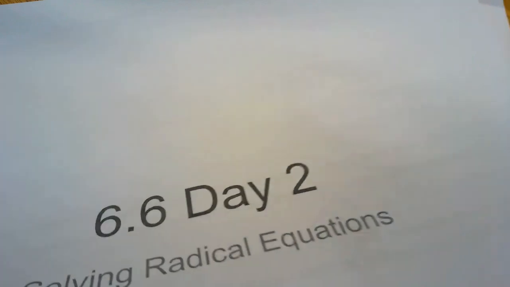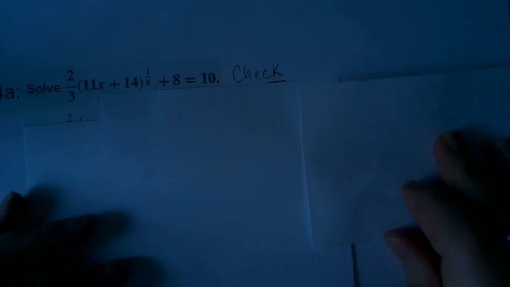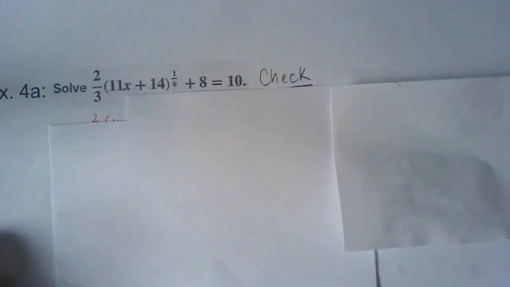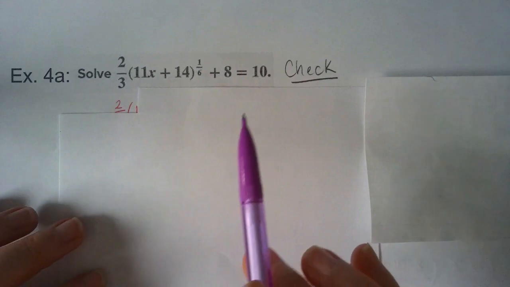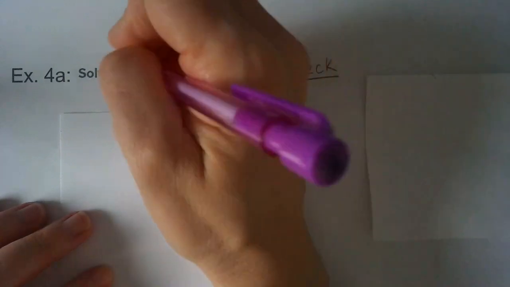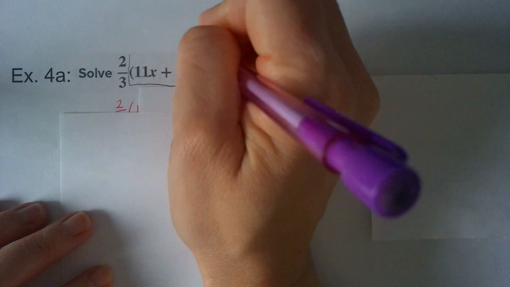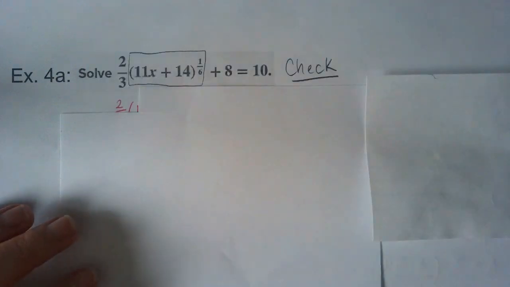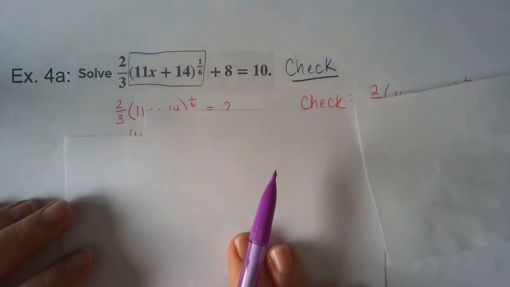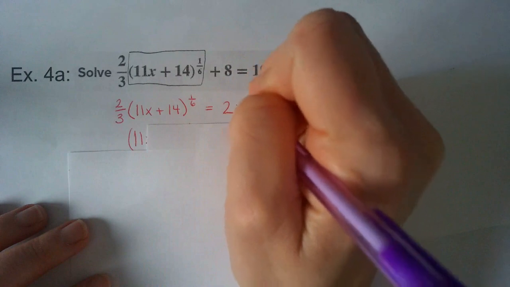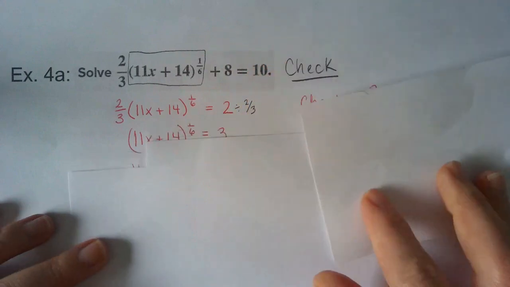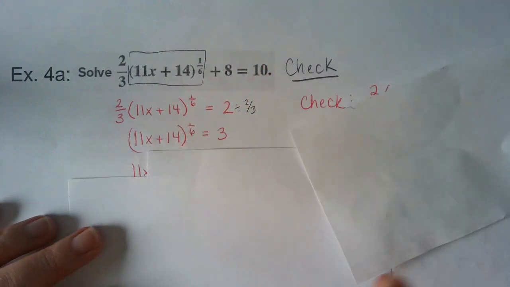On day 2, we are still going to be solving, but taking it up a notch. So still doing the same steps. Isolate this part that would have the radical. So if it has a fraction exponent, that's the part I'm going to get by itself. So I would subtract my 8 to get started. And I would divide 2 by 2/3 to get rid of that 2/3. You can also multiply by the reciprocal.